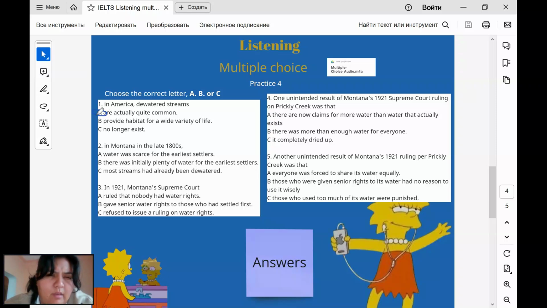So, from what we have heard, I'm more than sure that the right answer is A. This is very common in America. Everywhere it is. So, let's go and see the second question together.